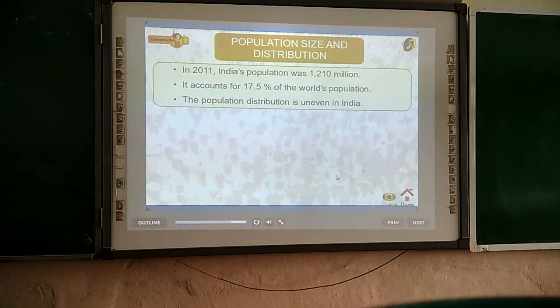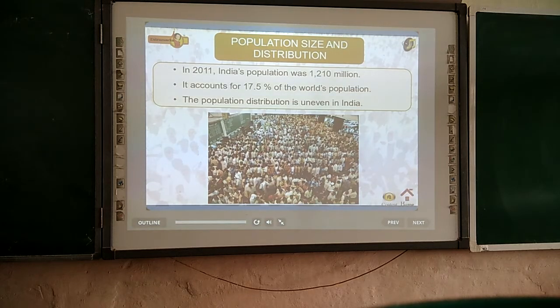The population of India, according to the census of 2011, is 1,210 million. India accounts for 17.5% of the total population of the world. The population distribution in India is quite uneven. There are some places which are very densely populated, while others are sparse.